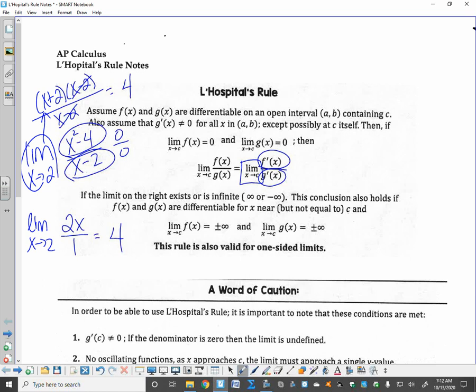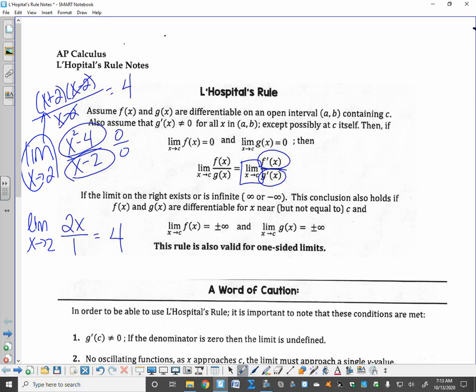Now here's the cool thing. If you do L'Hopital and you still get 0 over 0, excuse me, or infinity over infinity, you can do round 2 and go L'Hopital again. So you're taking the second derivative of the top and the bottom. You can do L'Hopital until you do not have an indeterminate form, and then pull the trigger on your limit.